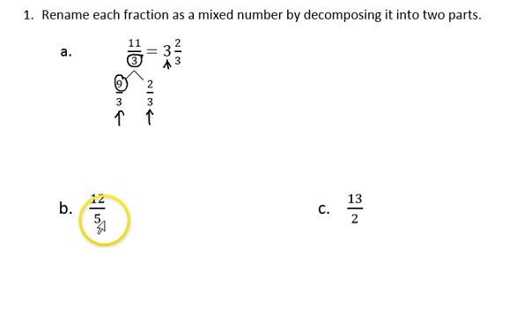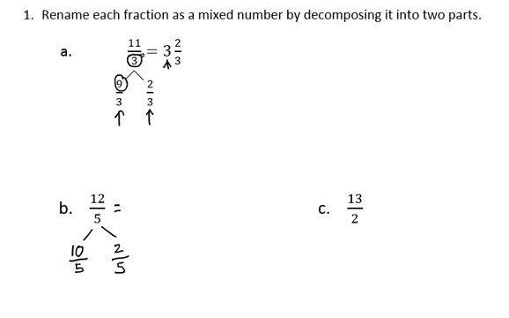If I look at 12/5, now I'm focusing on 5 as my denominator. It takes 5 to make a whole. So I'm going to think of my multiples of 5. How close can I get to 12 with my multiples of 5? Well, 2 times 5 is 10. So I'm going to break this into 10/5 and 2/5. That's my total of 12/5.